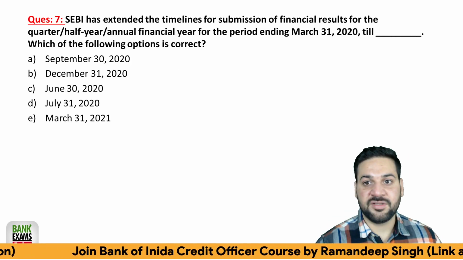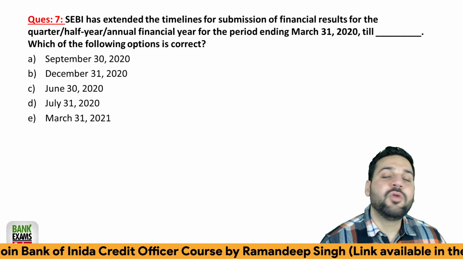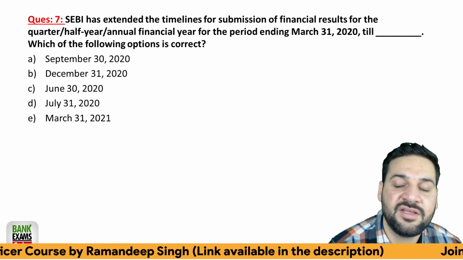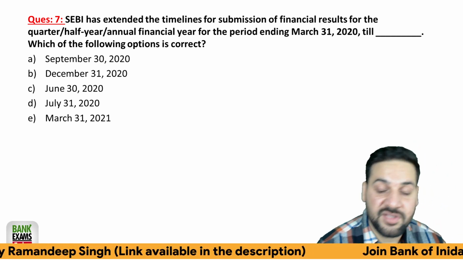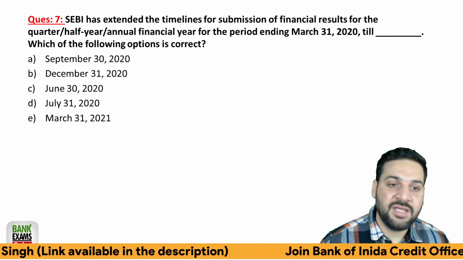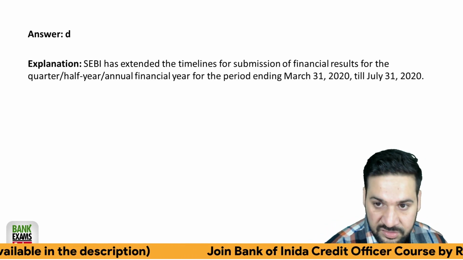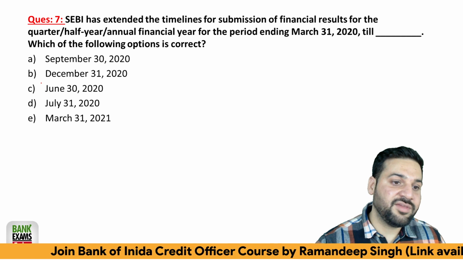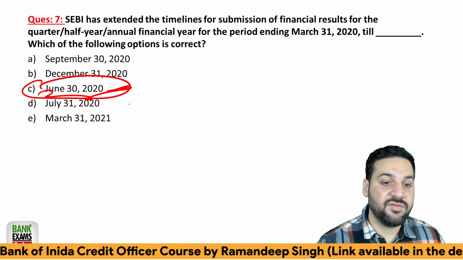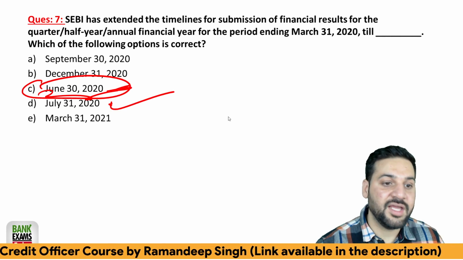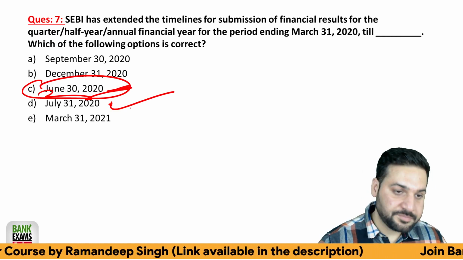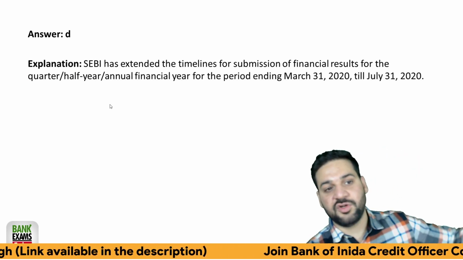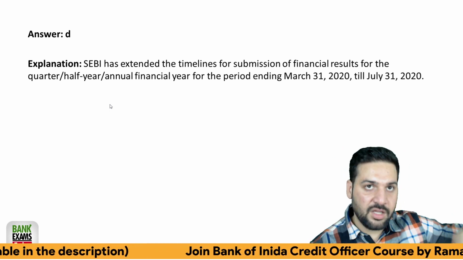SEBI extended the timeline for the submission due to what happened? Due to COVID, the companies were not able to finish their financial statements, because there was a proper lockdown. So a 3-month extension was given, and instead of 31st of March, the extension given was 31st of July for the submission of the financial results. So 3 months of extension was given, 31st of July, sorry, D is the correct answer, 31st of July. 31st of July timeline was given, until 31st of July the companies can submit their financial statements.